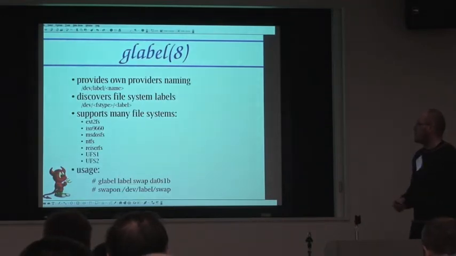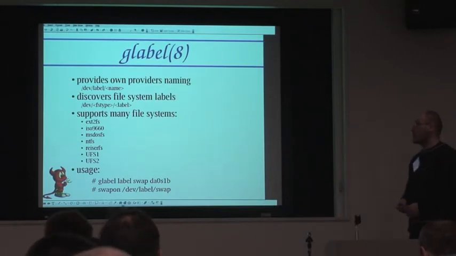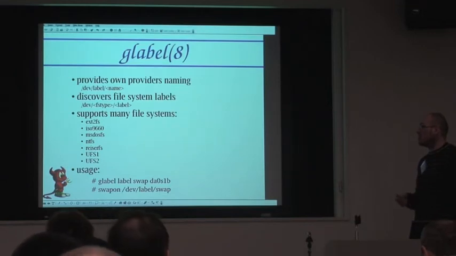Okay, another GEOM class is glabel. You can choose names for your providers. They will appear in the /dev/label directory. Basically, if you have a situation where your disk names often change when you switch the cables or stuff like that, you can use GEOM label to be sure that you always have a name you can refer to. But also when you want to have nicer names, you can use glabel.